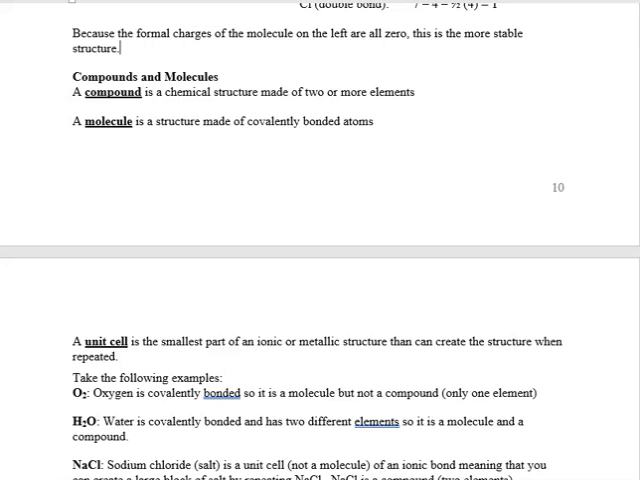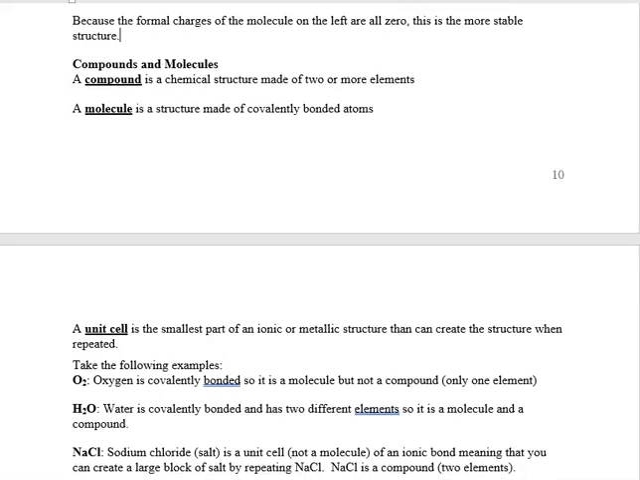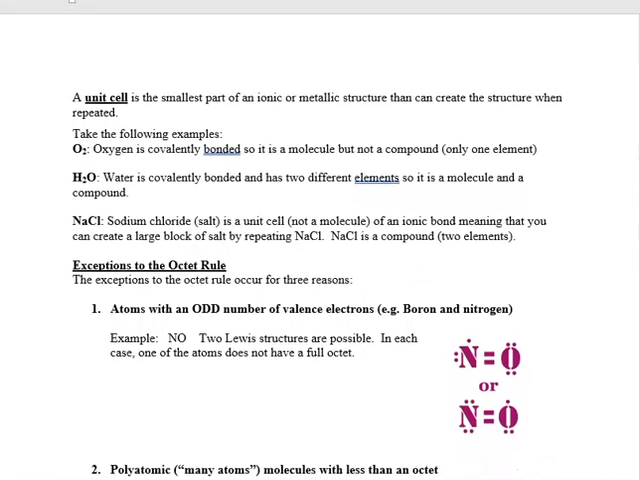A molecule is a structure made of covalently bonded atoms. So let me go to that example again. Water is both a compound and a molecule because it's 2 or more different elements and they are covalently bonded. Oxygen, O2, is a molecule. It's covalently bonded, but it's not a compound because it's not made of 2 or more elements. So keep those 2 definitions straight.